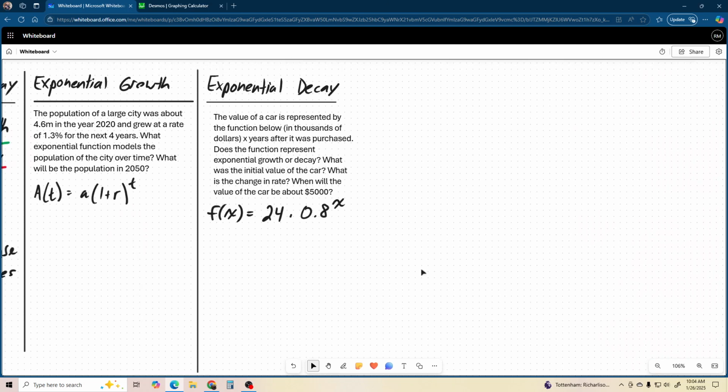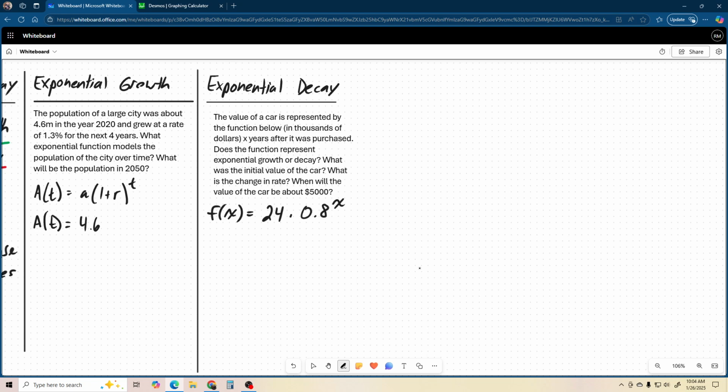All right, so if we're growing at a rate of 1.3% for the next 4 years, the 1.3 is going to be our r, and the 4.6 is going to be the population at 2020. We don't know A of t yet, that's fine. We're just going to put 4.6 now and know that our population is in the millions.